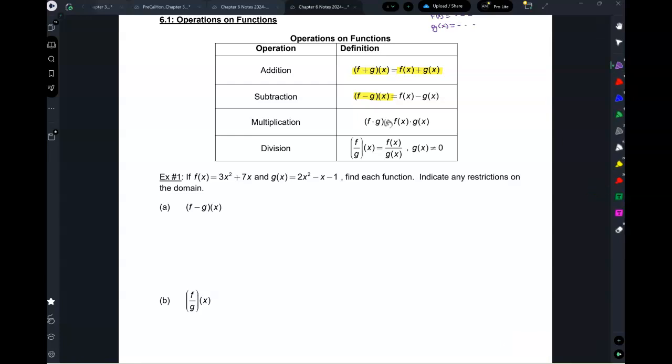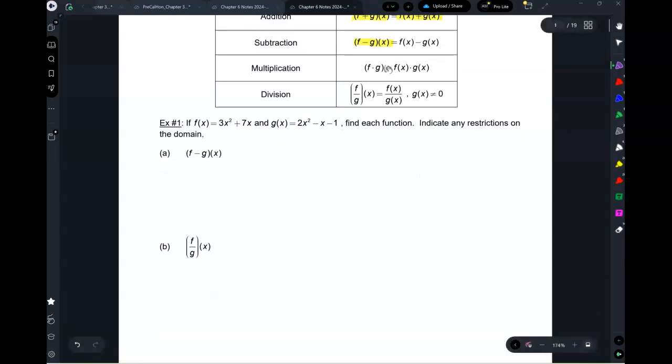I have f of x, and I have g of x, a completely different function. It says to find each and indicate any restrictions on the domain. The restrictions are going to come when you have a variable in the denominator. Right. So here, f minus g of x. F of x is this, minus g of x.